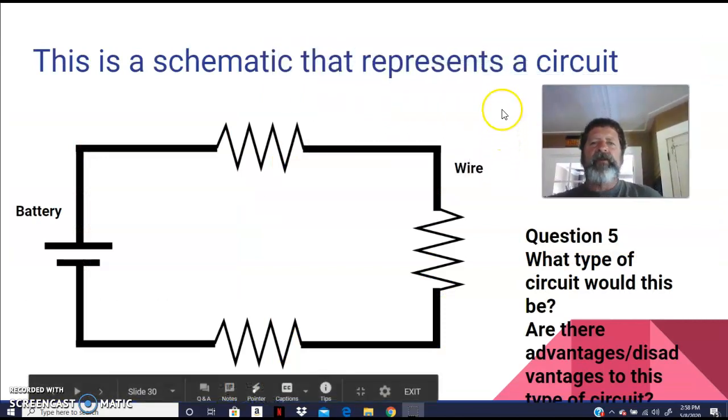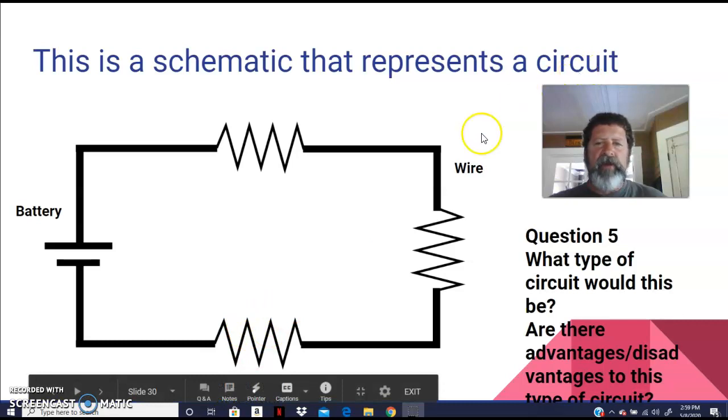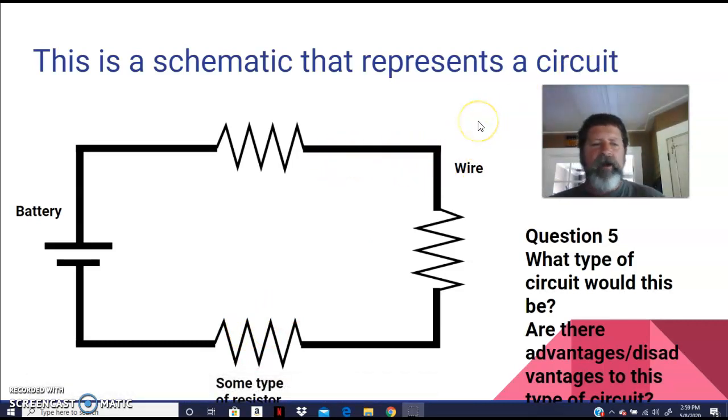Okay, question 5. Here's a schematic that a person would use to make a blueprint for a circuit. So what type of circuit is this? Of the two types talked about, what type is this? This would represent a battery, symbolize a battery. These could be light bulbs, they could be buzzers, they could be anything, generators, motors. So, and then this solid black is a wire. So that's a question. What type of circuit is this, and are there advantages and disadvantages?